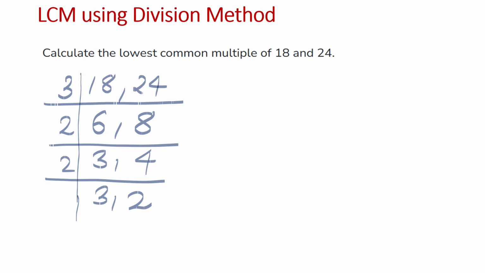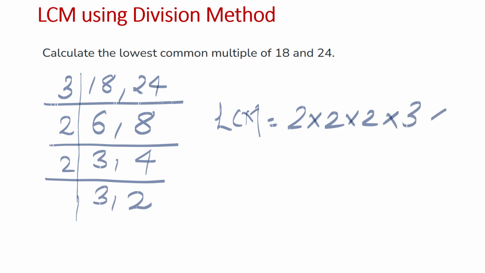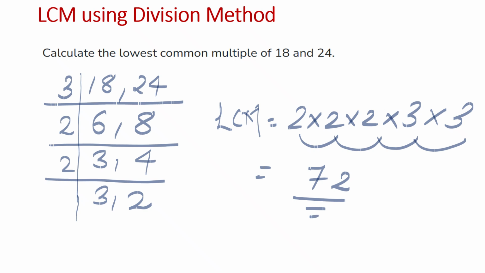So now next what I will do, I will simply write them all and I will multiply 3 into 2 into 2 into 3 into 2, so 3 times 2 and into 3 into 3. So 2 2s are 4, 4 2s are 8, 8 3s are 24, 24 3s are 72. This will be my answer.